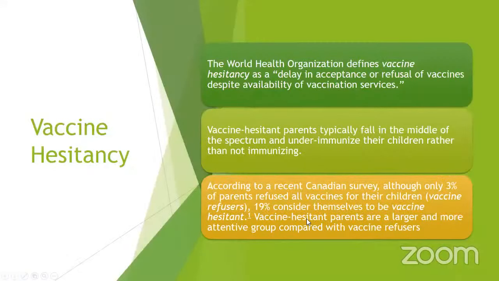So despite this data and what we do know, vaccine hesitancy does still exist. And that's defined, of course, as a delay in acceptance or refusal of vaccine despite the availability. What we see with vaccine hesitant parents is typically they under immunize their children, falling in the middle of the spectrum there versus not immunizing at all.